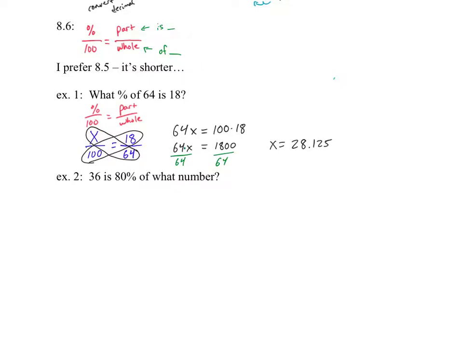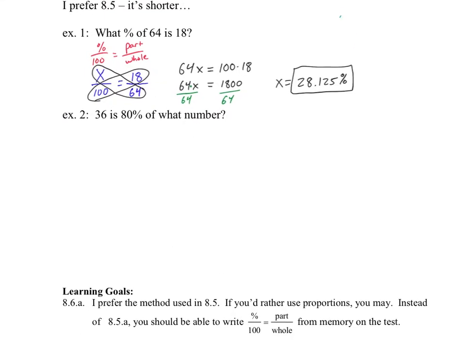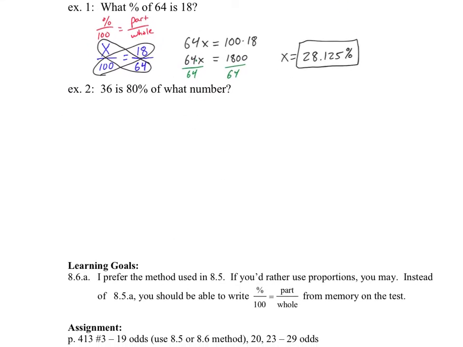Now, because we use this new proportion, we don't have to go and move decimal points around. That 100 already took care of it. So that's our final answer: 28.125%. So it's perhaps a little bit nicer that way, because you don't have to move decimal points, but I still prefer the other. All right, so let's do example 2.